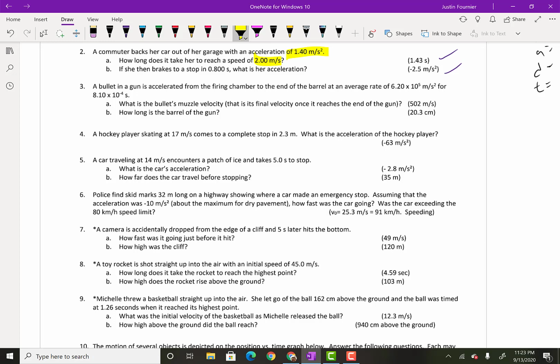Next up, number 3. A bullet in a gun is accelerated from the firing chamber to the end of the barrel at an average rate of, okay, so this is the acceleration here, 6.2 times 10 to the 5 meters per second squared, and it does so for 8.1 times 10 to the negative 4 seconds. So what is the bullet's muzzle velocity? That's the velocity it takes once it reaches the end of the gun.